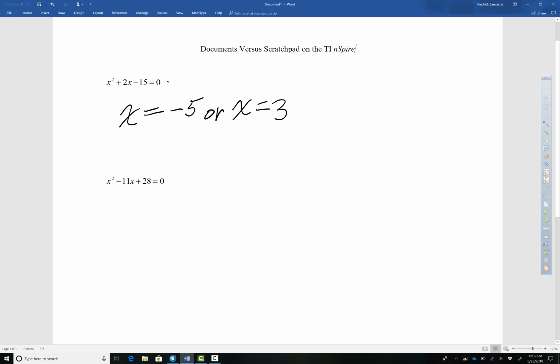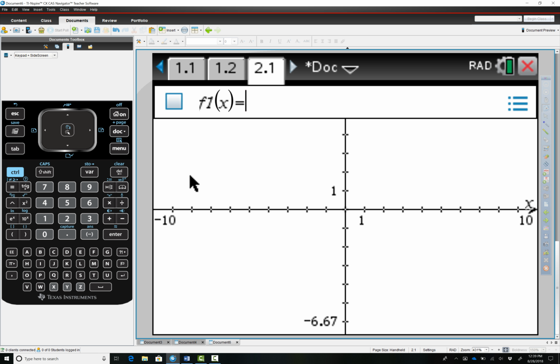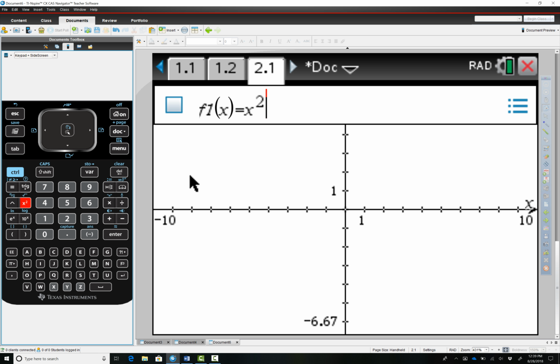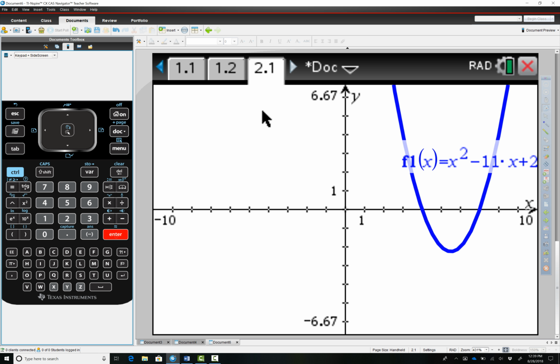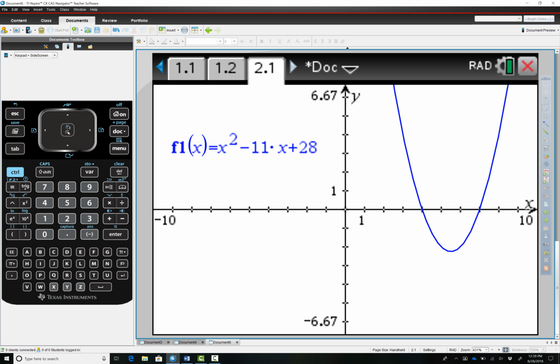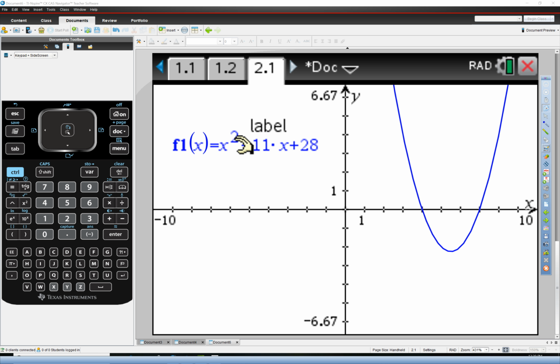So I'm going to go to my problems page here, and I have another quadratic equation, x squared minus 11x plus 28 equals 0. Solving it by graphing x squared minus 11x plus 28. So I change the 0 to a y or f1 of x and graph the function. And my two solutions are going to be x equals 4 and x equals 7.